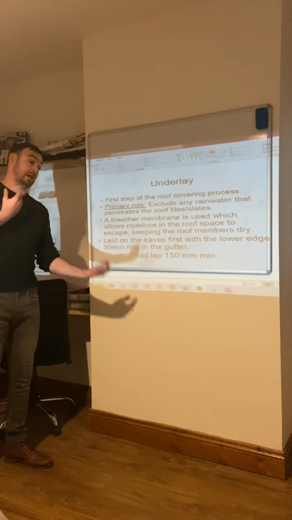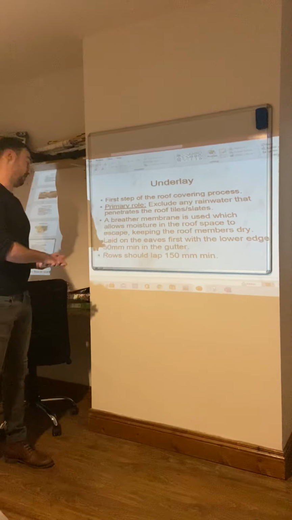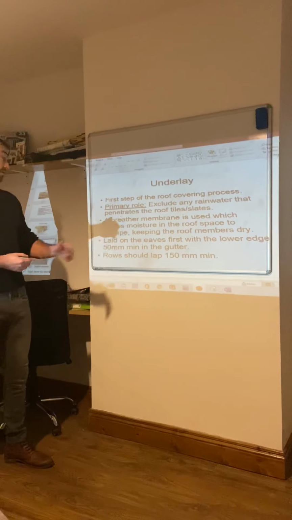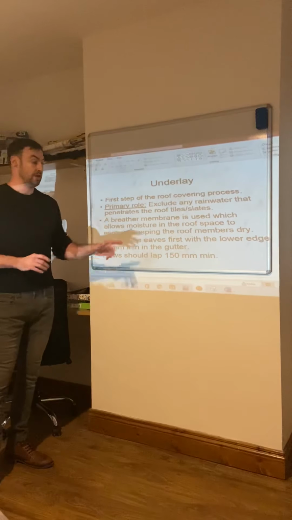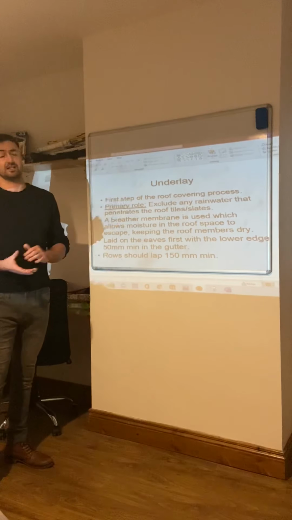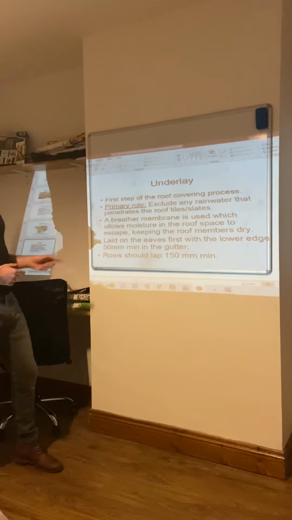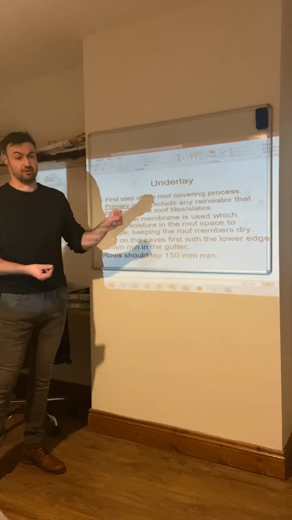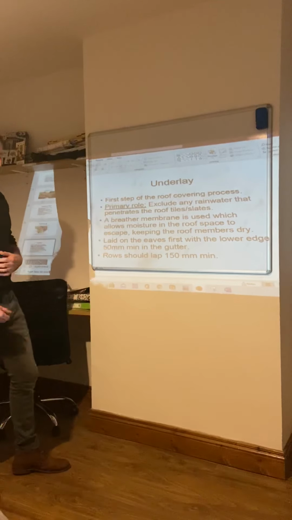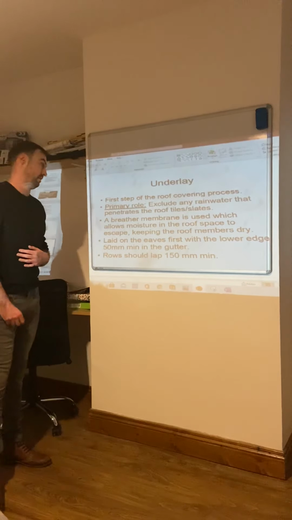It allows the air to flow, but it doesn't allow the moisture to come in, okay? It's laid in the eaves first with a lower edge of 50 mil at the gutter, and the lap should be 150 mil minimum. The lap depends on whether you're using tiles or slates, it'll vary. And it's actually required now that you need a DPC lining just to run your first underlay, just to give it a bit of extra protection, okay?